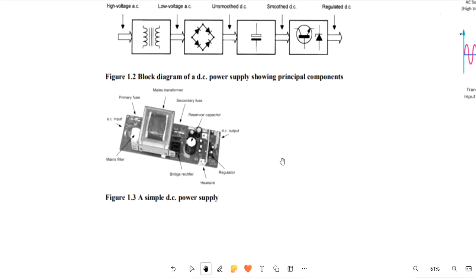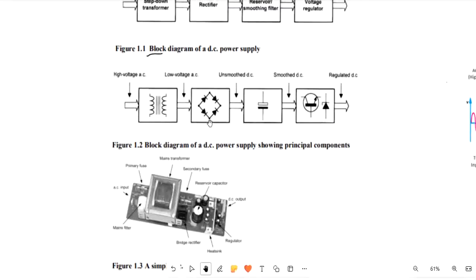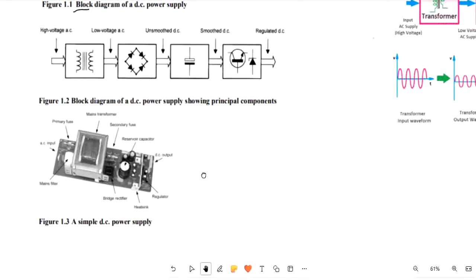This is a compulsory question for your VTU final exam as well as for your internals. I hope you have understood this. You have to write all the details of each block and draw both block diagrams. Usually it will be asked for 8 marks or 10 marks.